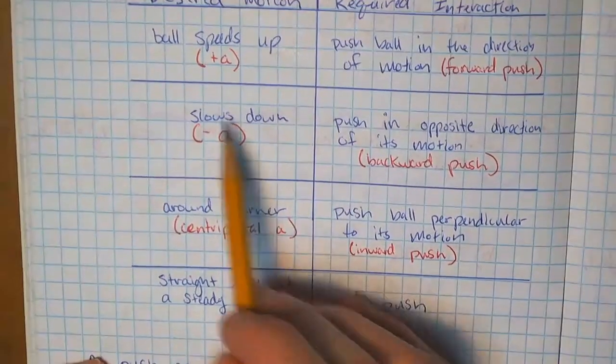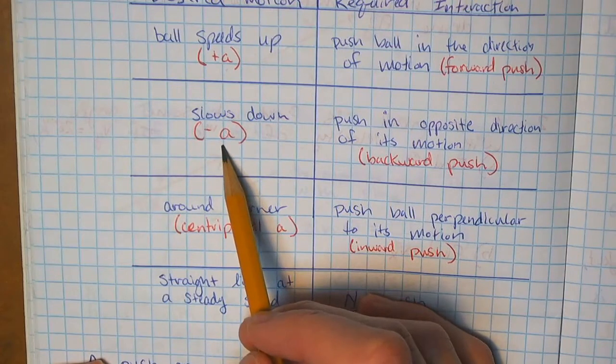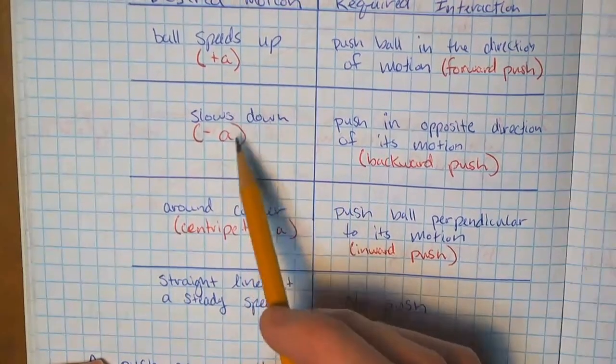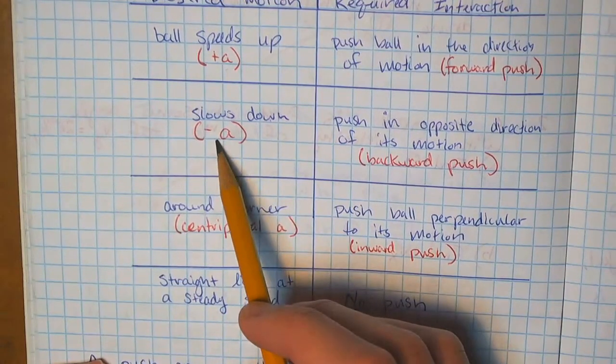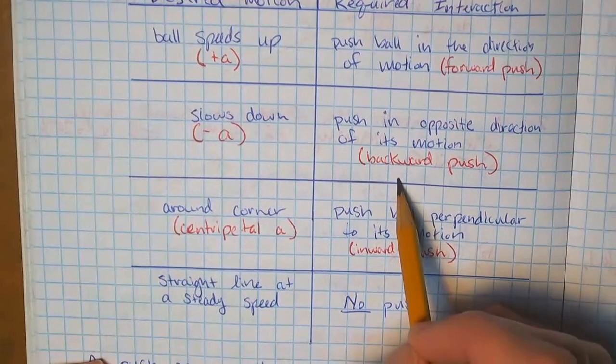If you want it to slow down, we'll call that a negative acceleration. Again, this is assuming that the ball is moving in the positive direction, but we have a negative acceleration. Then you're going to push the ball in the opposite direction of motion, so a backward push.